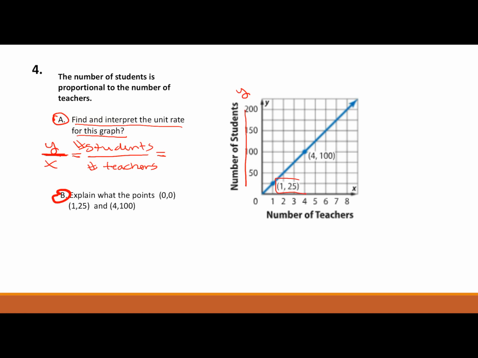Well, let's look at this point right here. This point right here is (1, 25). Well, 1 represents the number of teachers. So I'm going to write 1 for teacher. Over here, this is the number of students. So if I go over, this is 25. Notice, this is 25 because from here to here is 50, so halfway is 25. So this is 25 students. Plus it also tells you 25. So what's the unit rate? Well, 25 students per teacher.